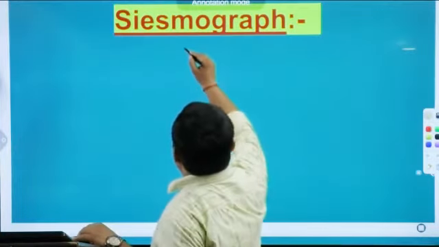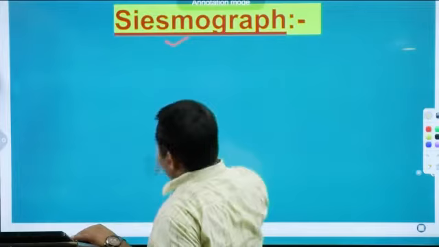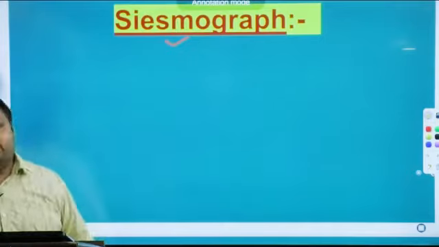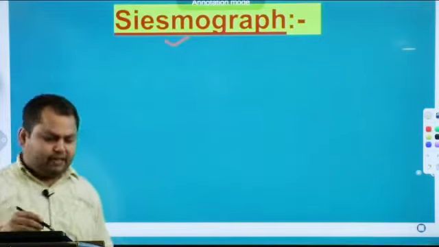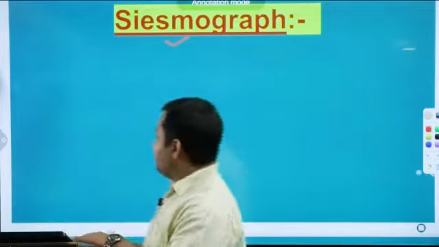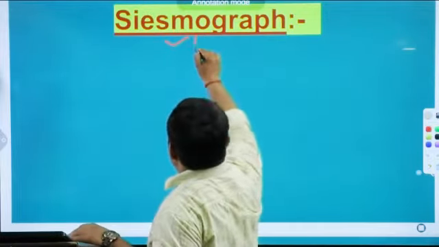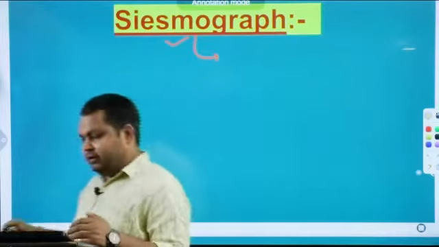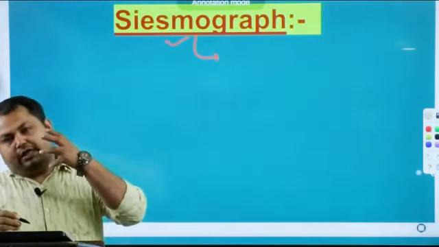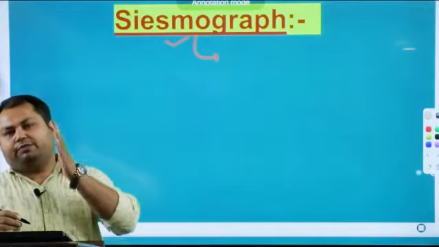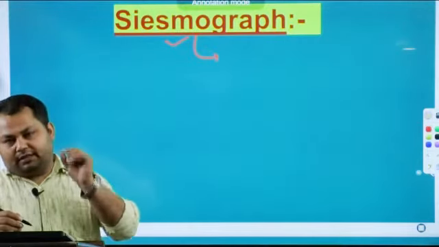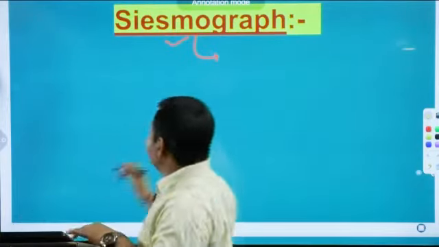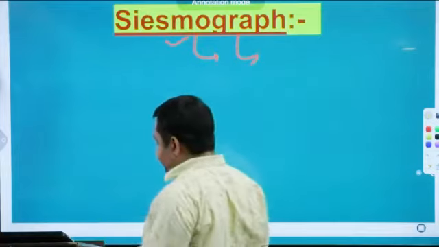What is a seismograph, right? Within the topic of earthquakes, we also study the word seismograph, because many times UPSC has asked questions related to the seismograph. What is a seismograph? It is a technical device or instrument which analyzes the energy flowing through in the form of PSL seismic waves, and represents the energy in the form of magnitude.